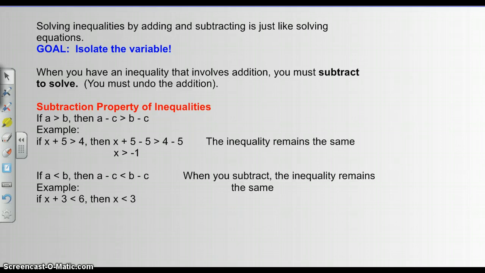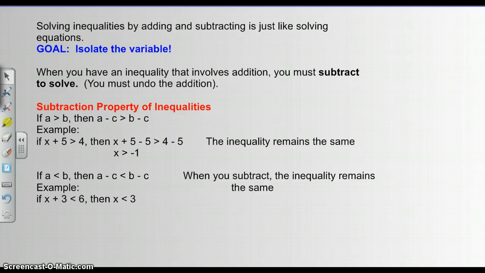The book talks about the subtraction property of inequalities, and this is what it says. If A is greater than B, then A minus C is greater than B minus C. In other words, if you have an inequality, when you subtract the same thing from both sides, that inequality remains the same. The same way our equation stayed balanced when we did the same thing to both sides.